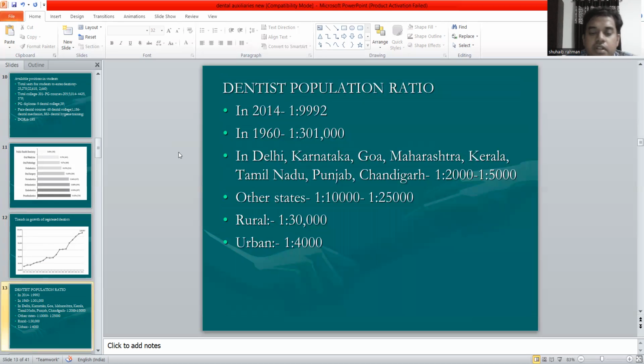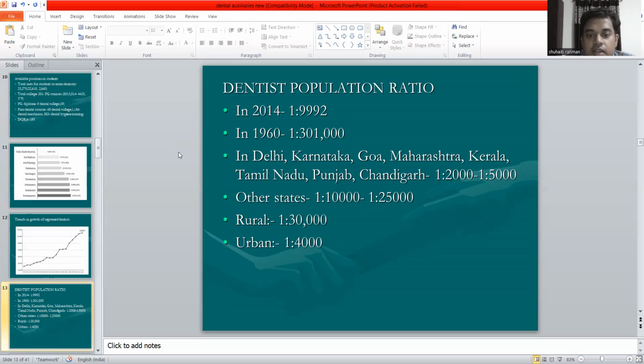So the dentist population ratio in 2014 is 1:10,000 almost. In 1960, it was 1:3 lakhs. Again, there was a geographical distribution mismatch in dental colleges, and so with dental students also.